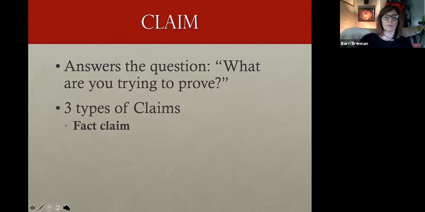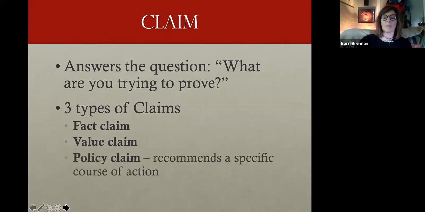A value claim has to do with a claim that you make about right or wrong. So if I were to say it is immoral to kill predators, it is an immoral act, or it's an act against God to kill any predators in the United States, that's a value claim. I'm talking about something that's right or wrong.